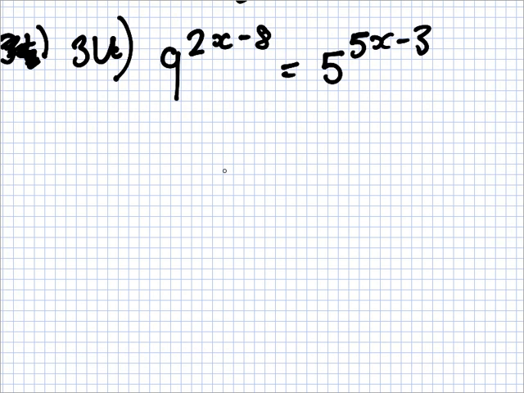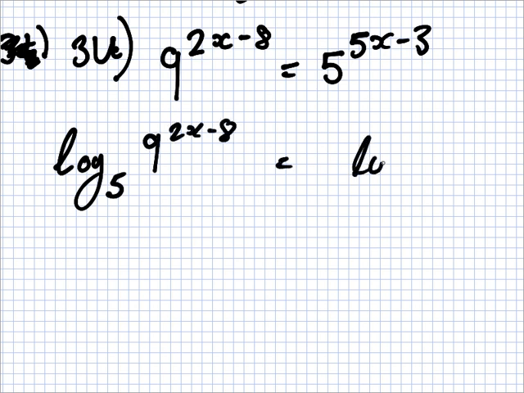But since we have our nice Casio 991 calculator, if I want to make my life a little easier, I could use a different base. I could use base 5 or base 9. Because watch what happens if I do that. Suppose I use base 5. So I have log base 5 of 9 power 2x minus 8 equals log base 5 of 5 power 5x minus 3.